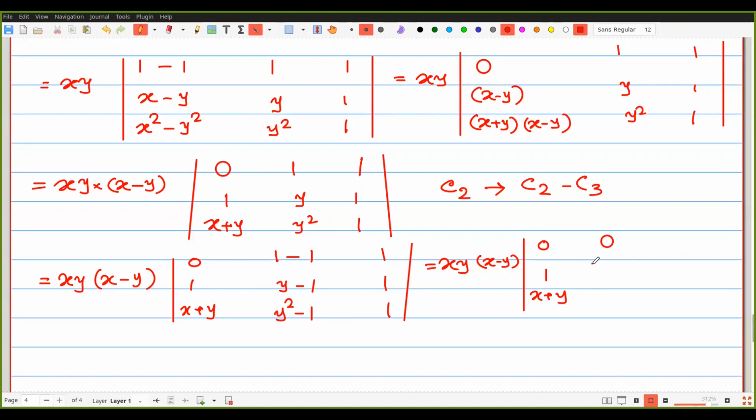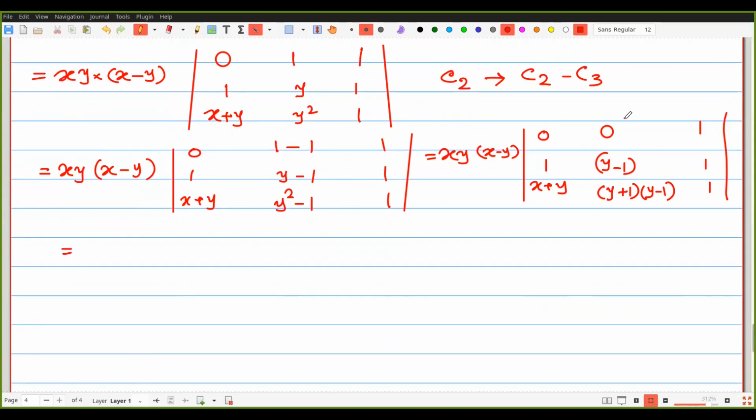That one 1 minus 1 is 0, then y minus 1, y minus 1. Now y square minus 1 square, a square minus b square, a plus b into a minus b. So y plus 1 into y minus 1. The third column remains unchanged.